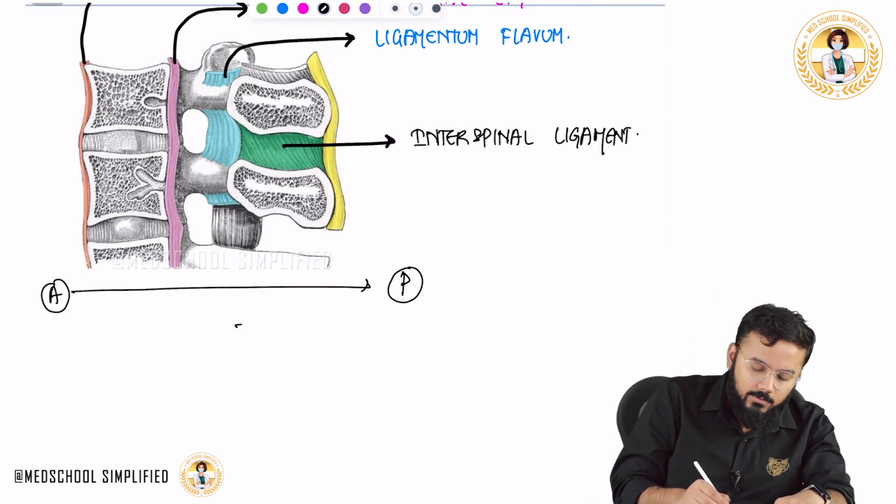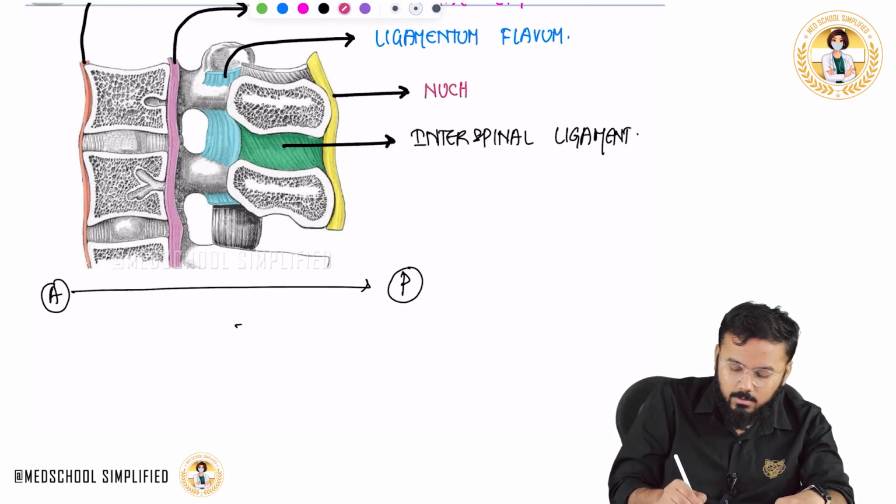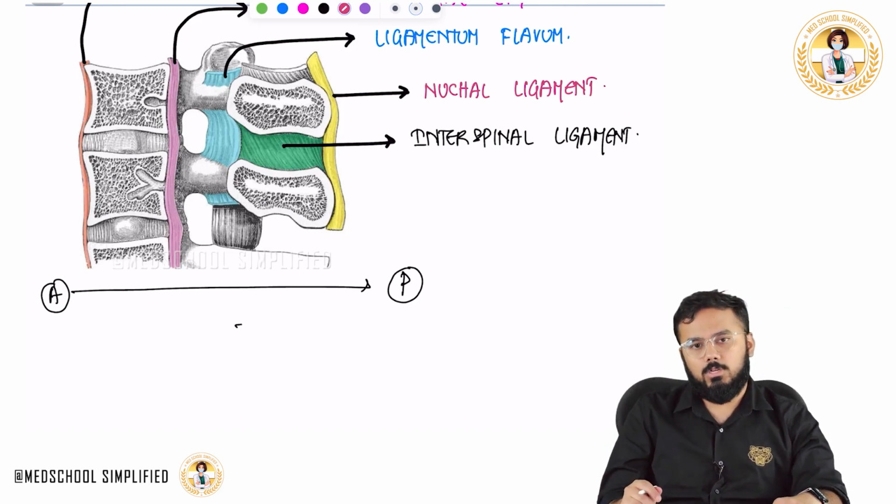And finally, we have got one last ligament over here. This ligament over here is called your nuchal ligament.